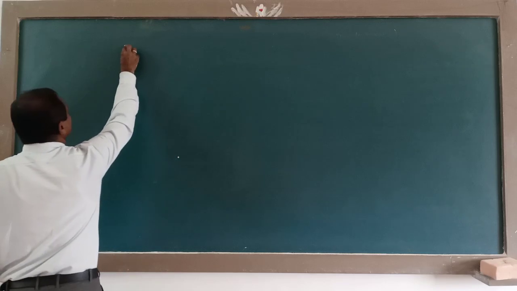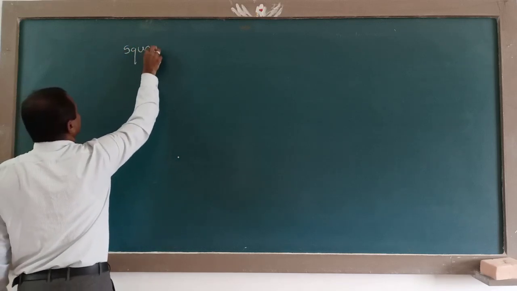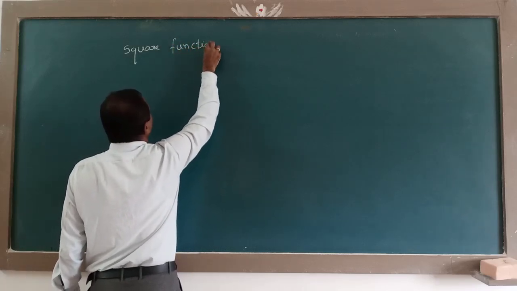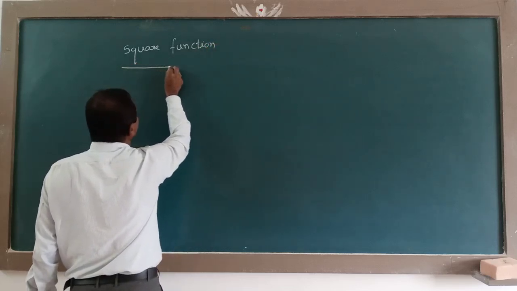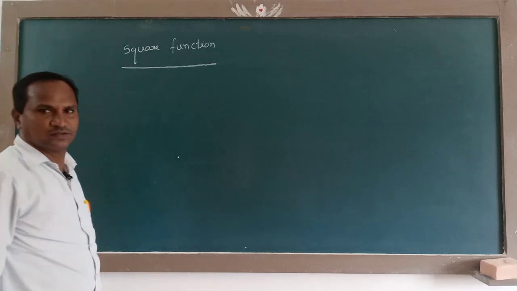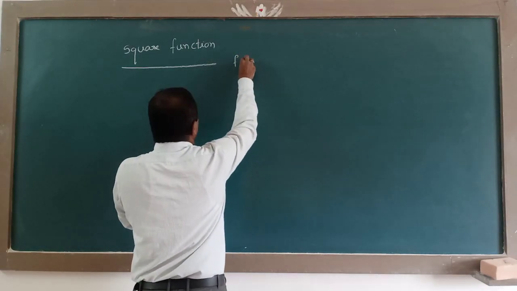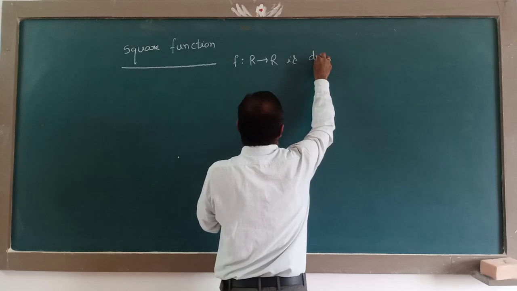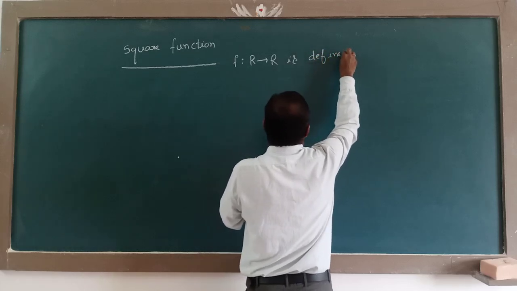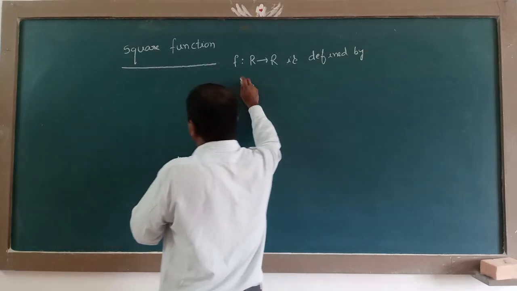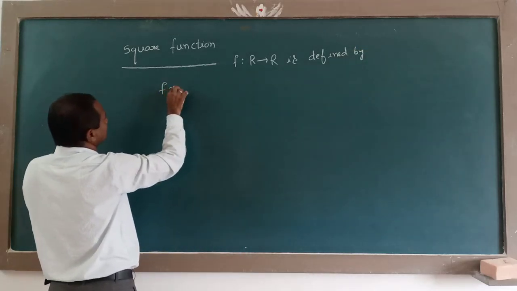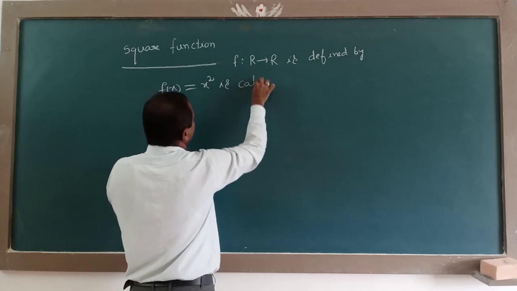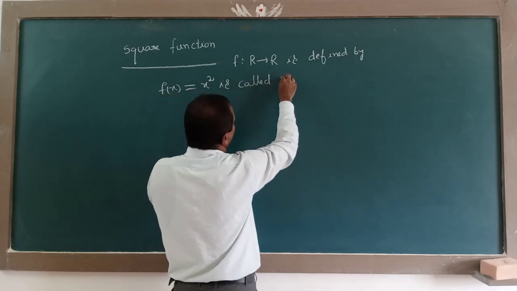Square function. Let f map from R to R, defined by f of x is equal to x square. This is called the square function.